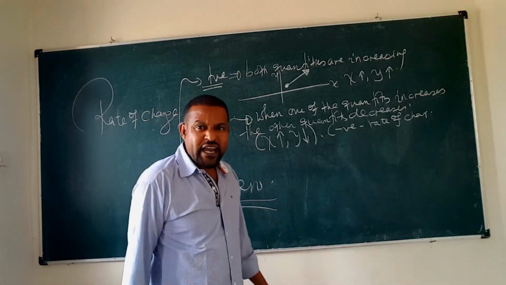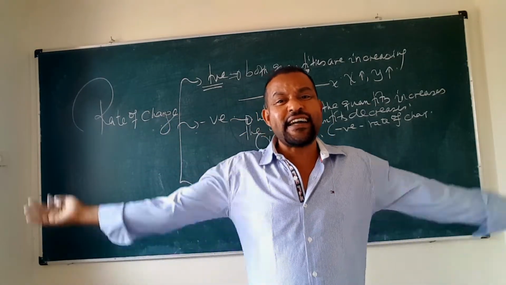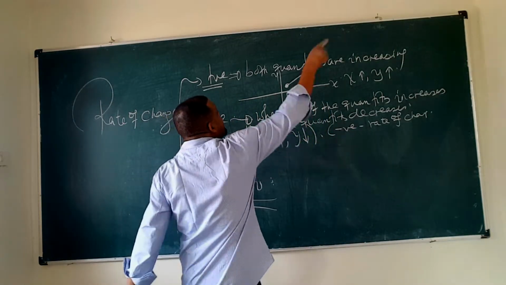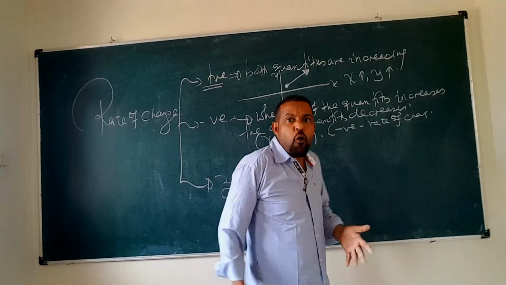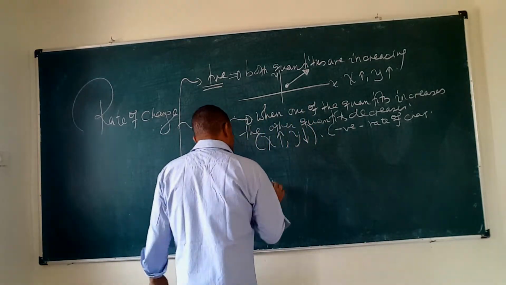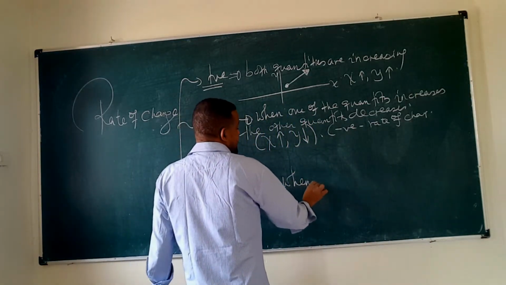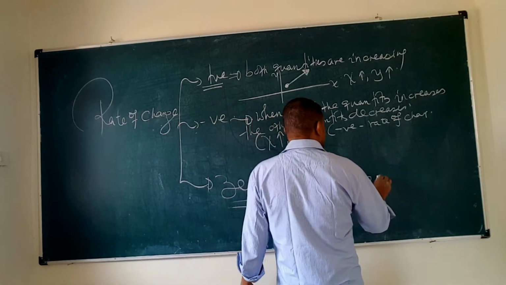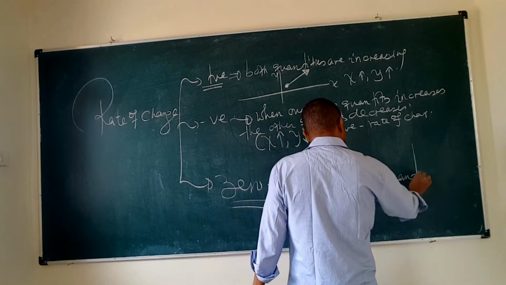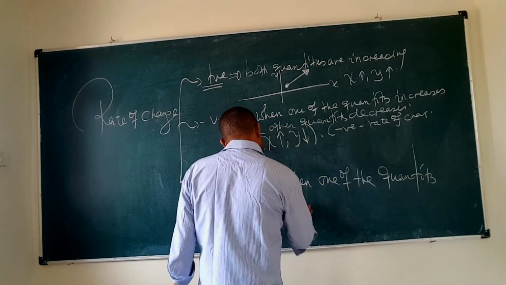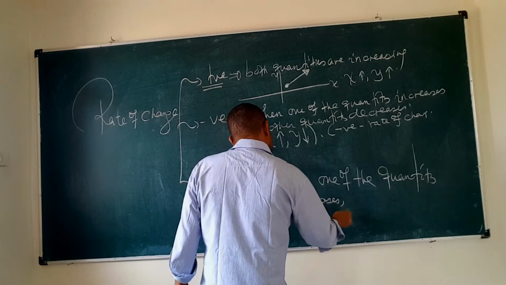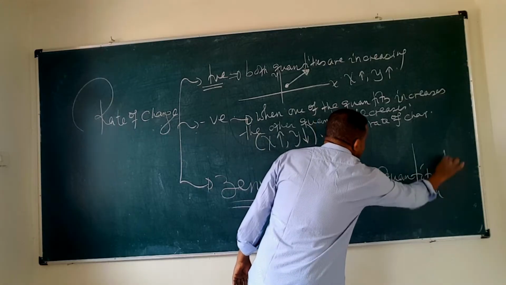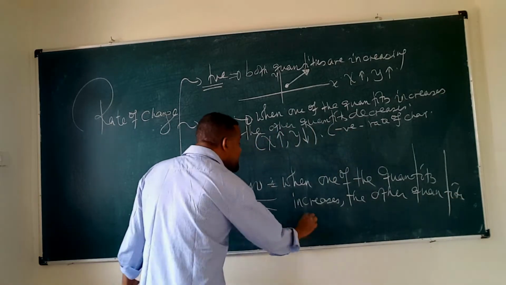When do we say that the rate of change is zero? Zero rate of change: when one of the quantities increases, the other quantity remains constant.